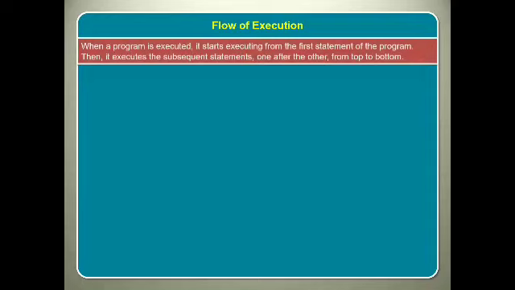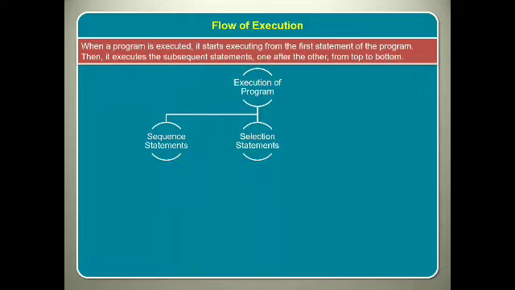When a program is executed, it starts executing from the first statement of the program. Then it executes the subsequent statements one after the other from top to bottom. However, the execution of the program can be categorized into 3 ways. 1. Sequence statements. 2. Selection statements. And 3. Iteration or looping statements.